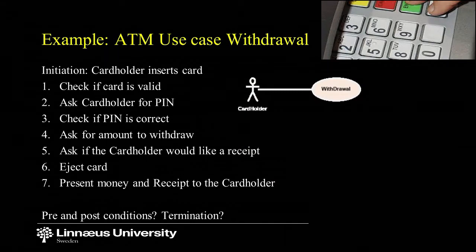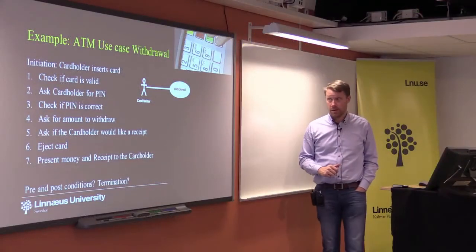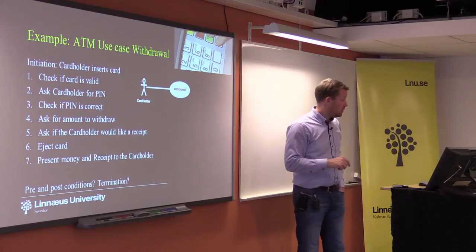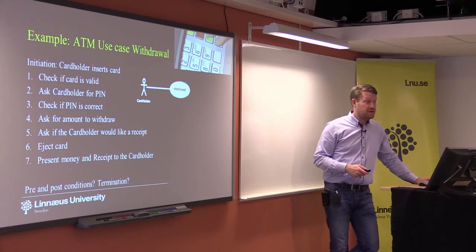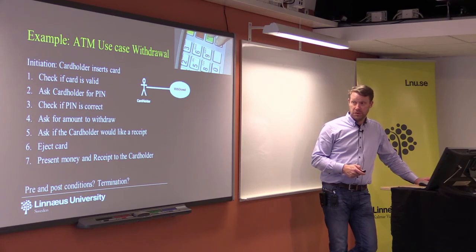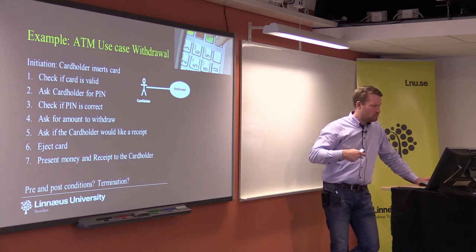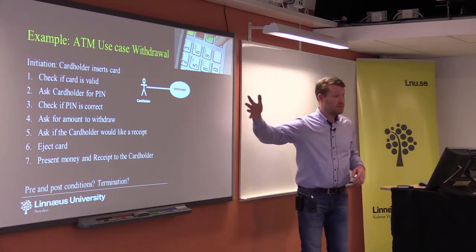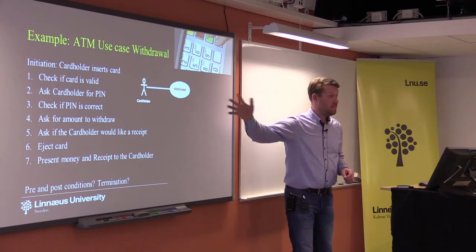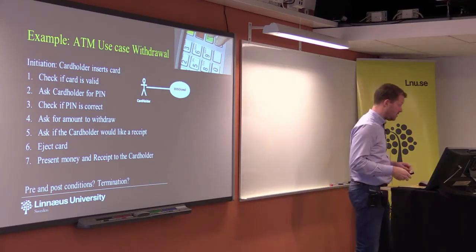So, the oversimplified description of this use case would look something like this, with the primary flow only on this page. We don't consider any of the optional ones. I can leave that as an exercise for you guys. We don't talk too much about pre- and post-conditions or termination either. It's just, well, a flow. And if someone is interested, you can show them this flow. And this is our understanding. This is the behavior the system should exhibit.